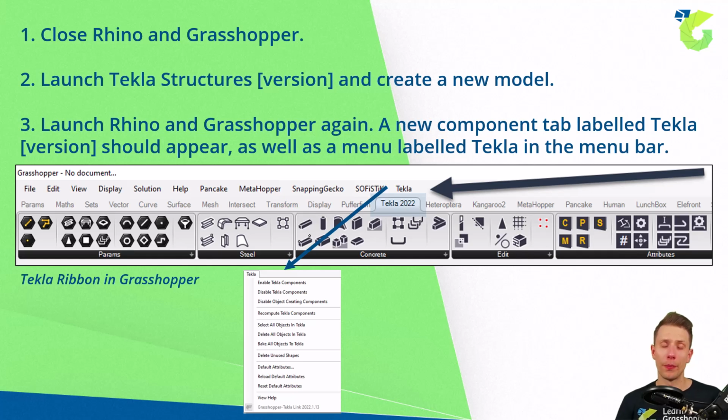So always remember, if you are installing or updating Livelink, always do it when Tekla and Rhino are closed. If you install everything, then you can open Tekla Structures first, always Tekla Structures first, and then launch Rhino and Grasshopper. So if everything is installed properly, a new component tab labeled Tekla version at the top of the ribbon will appear. So we have the menu with the context menu, and we have the ribbon with all the components.